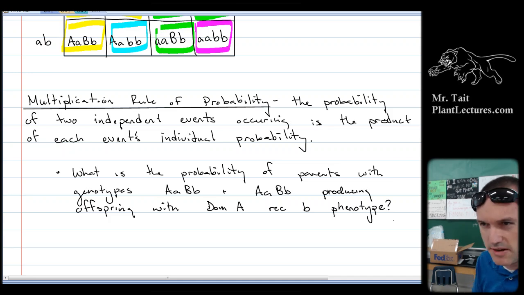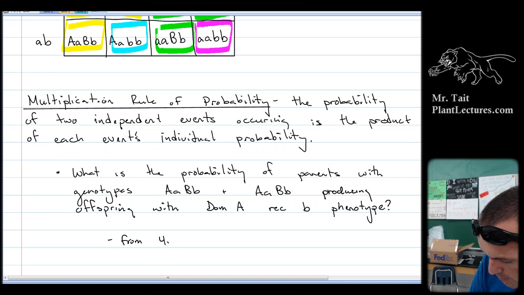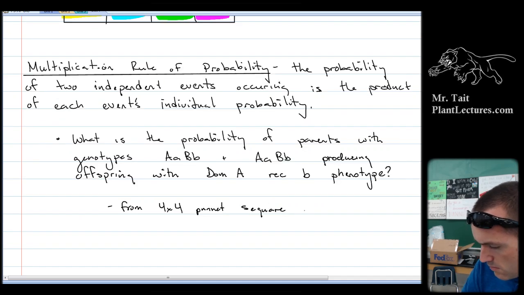Oh, we just did that, right? That's a dihybrid cross. So dominant for A, recessive for B, we said was what? 3/16, right? So we know from the 4x4 Punnett square that would be 3/16.